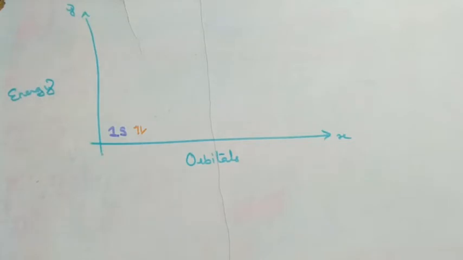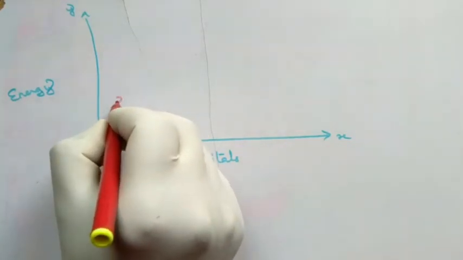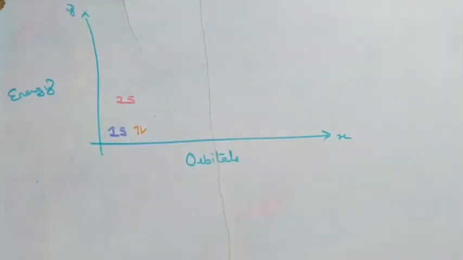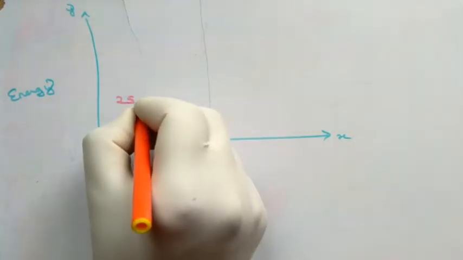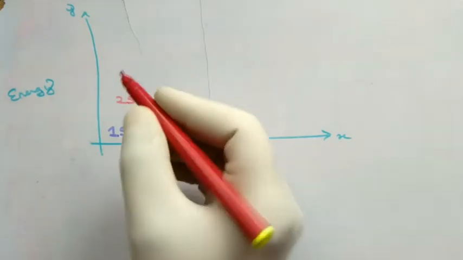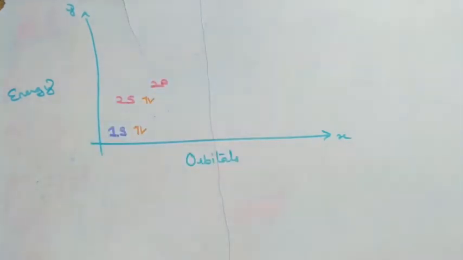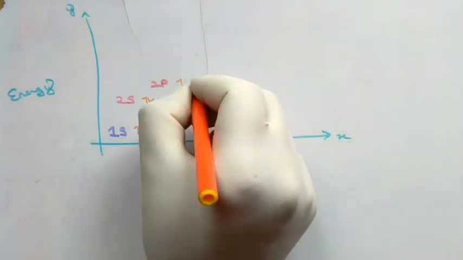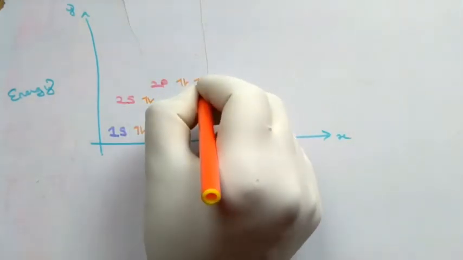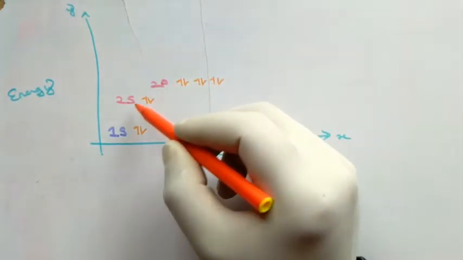Next, second shell. In the second shell there are 2 subshells. They are 2s and 2p. First one, 2s. In s-type subshells only one orbital is there, so maximum 2 electrons can occupy. 2s is higher in energy than the 1s orbital. And there is another subshell, that is 2p. In p-type subshells there are 3 orbitals, so maximum 6 electrons can occupy. Even 2p is higher in energy than the 2s orbital.